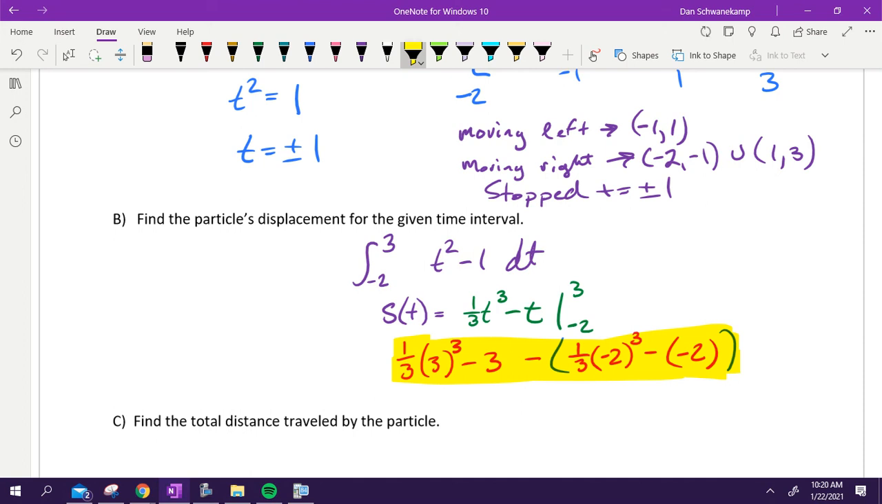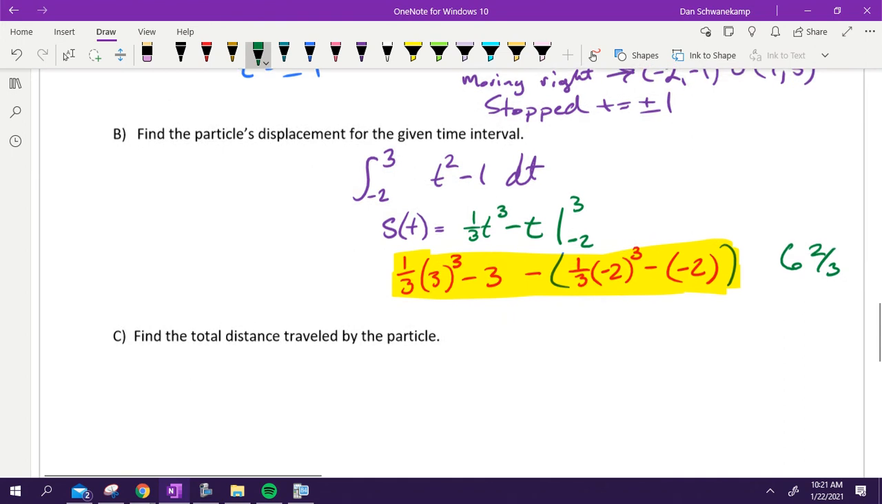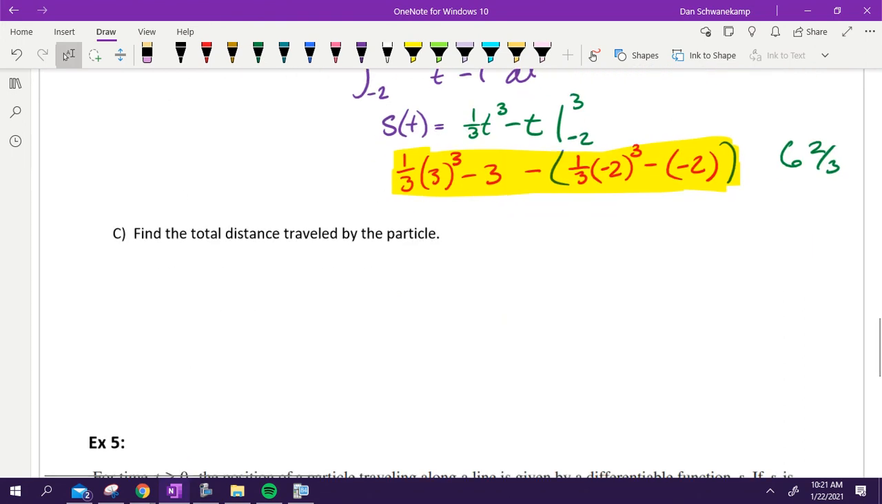6 2/3. Okay. Good. We got backed up there. So 6 2/3. We didn't have to do it, though. Let's go to the last one. And this is important because I didn't get to this the other day in notes, and I need you to understand it. Find the total distance traveled.